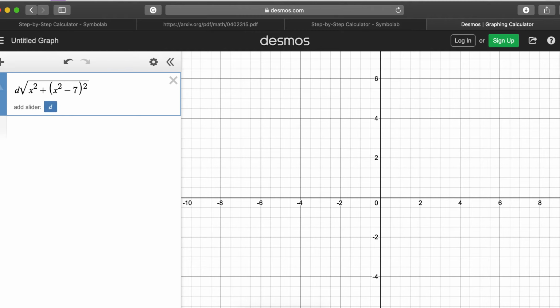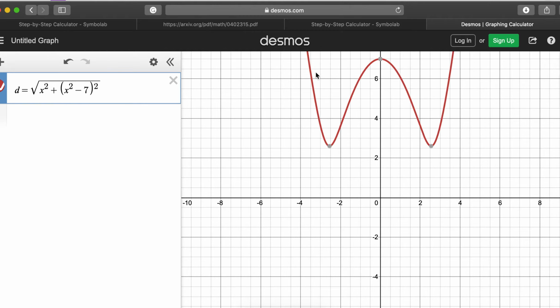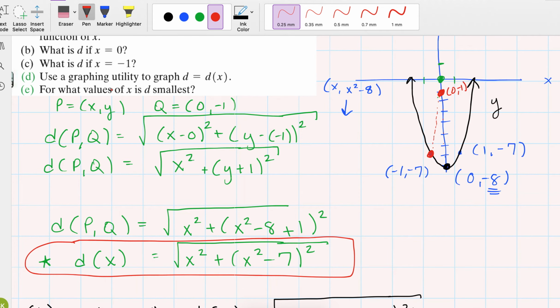And this is our function d. So this is what that function looks like. If we graph the function, this is what we get. And notice that I have a relative maximum and 2 relative minimas. So we've done part D, we've graphed this, but now let's look at E.